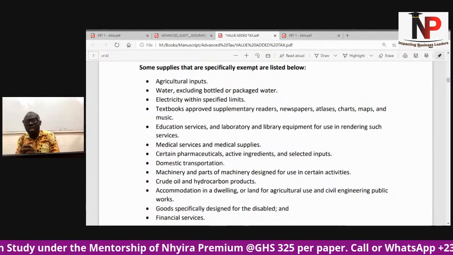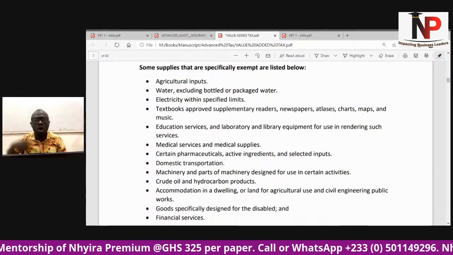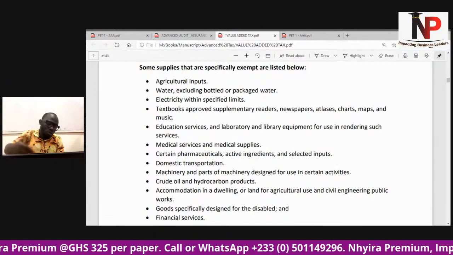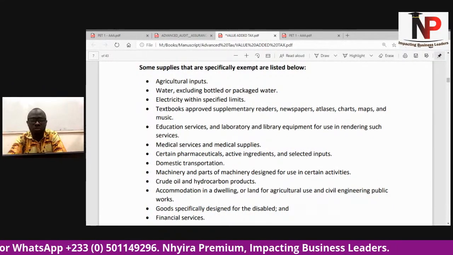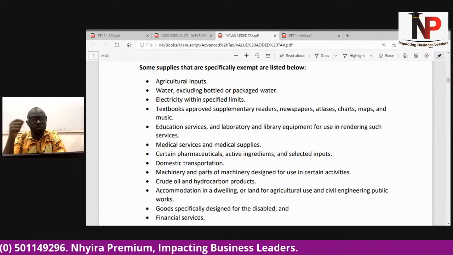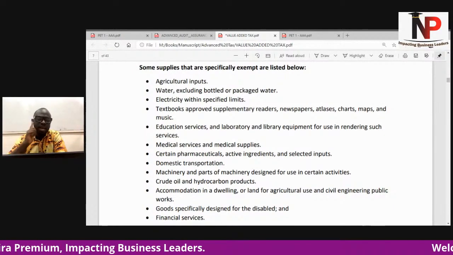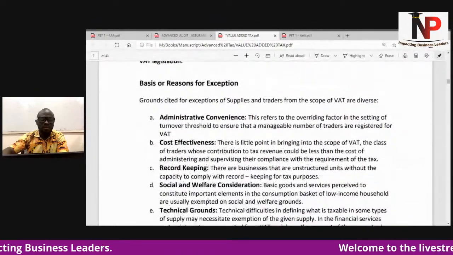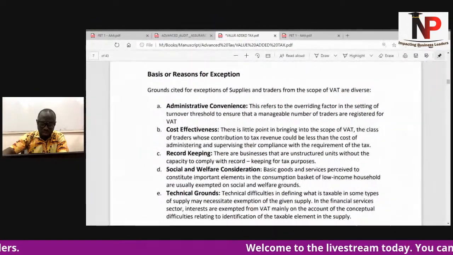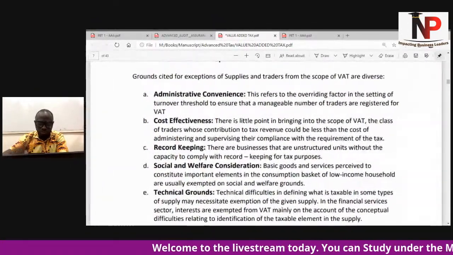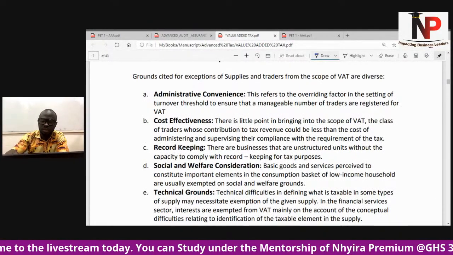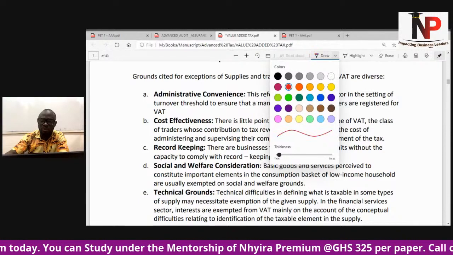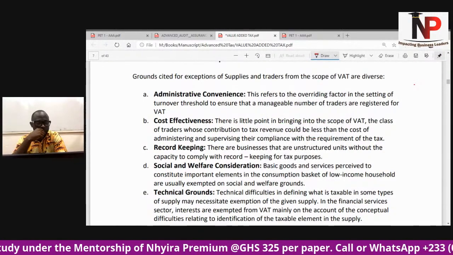When certain goods are designed specifically for disabled people, why do we have to charge VAT? Because you see, there are a number of items we have to take into consideration here. There are a couple of social factors that we need to consider. So let's look at some of the factors, bases, or reasons for the exemptions, real quick.